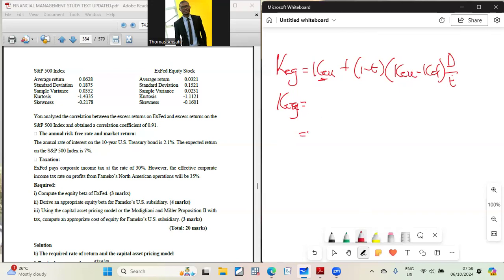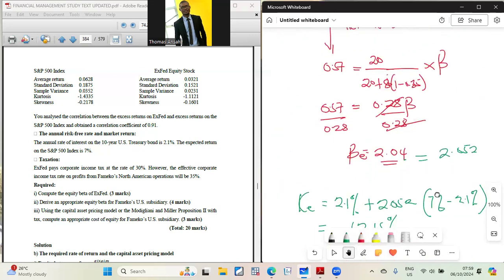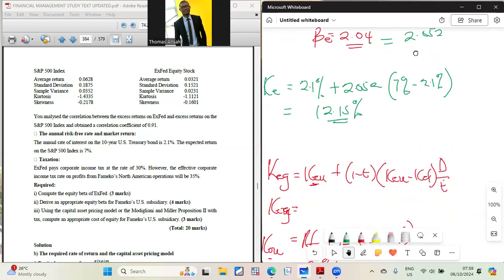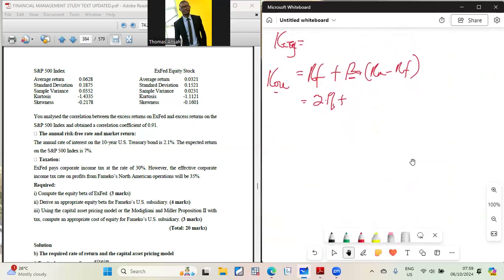Remember, that is where the beta is beta A. So we can say that KEU is equal to, like the way we did, RF plus beta, but the beta will be beta A. Don't forget that, because we need to find KEU. We need to find the cost of equity for an ungeared company, which uses beta A times RM minus RF. So 2.1% plus beta A. What was our beta A? Our beta A was 0.57. So with 0.57, you need to find the variables.